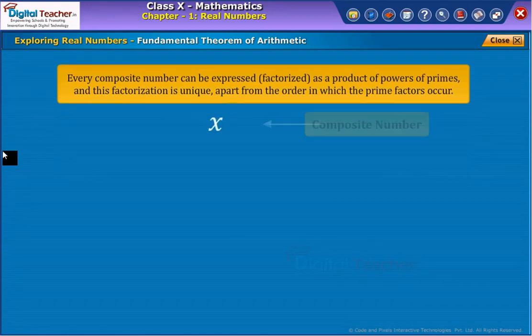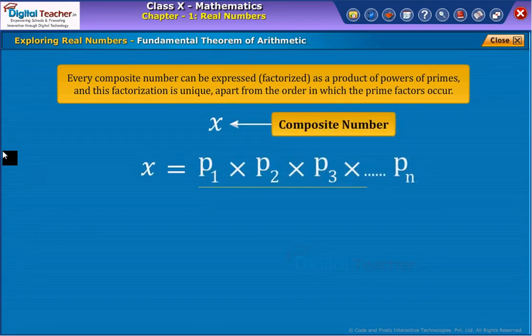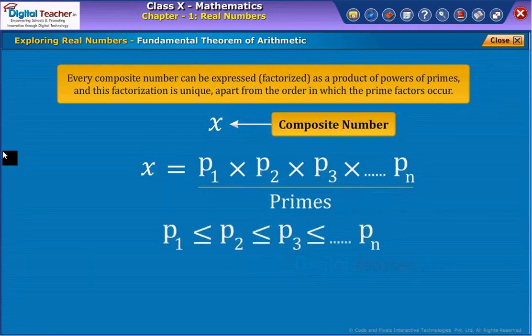Let x be the composite number. Let us factorize it as shown, where x is equal to p1, p2, up to pn, the primes. If we use the same primes, we get all the powers of primes. When the primes are arranged in ascending order, we get p1 less than or equal to p2 less than or equal to, and so on, up to less than or equal to pn. Then the factorization of the number is unique. For example, 163800 can be written in terms of a product of prime factors as shown.